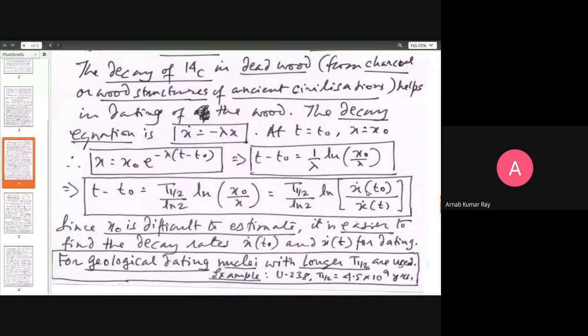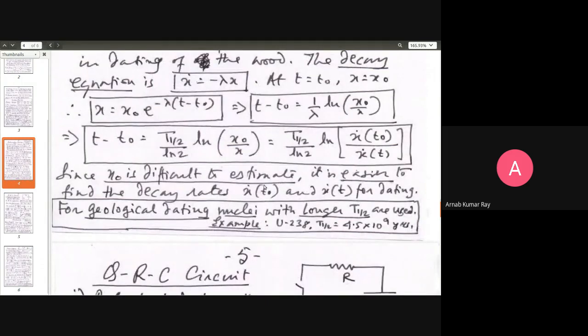So once we have these two numbers, then knowing the half-life of the radioactive sample that we are using, we should be able to measure the time that has elapsed. So that is the point that has been written over here. x naught is difficult to estimate. It is easier to find the decay rates, x dot at t naught and x dot at t, for dating. I told you how you should be able to find that. And then the last point is something about measurements once again, which I have touched upon many times earlier.